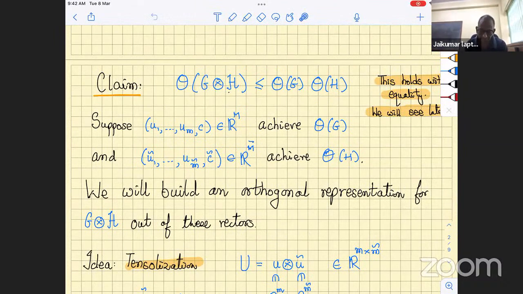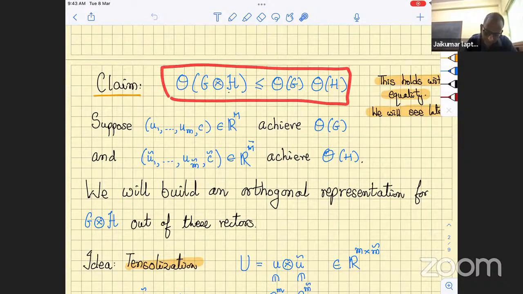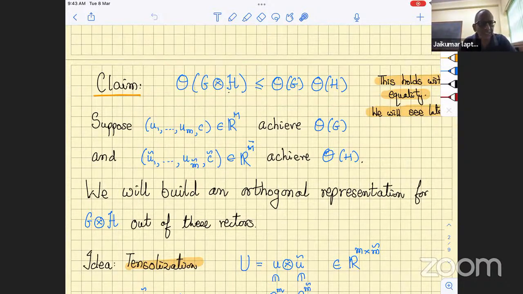So right now, for today and for the purposes of showing that the confusibility graph doesn't have large independent sets, this inequality is sufficient. But it turns out that the theta function actually satisfies equality here. It behaves nicely with respect to this notion of product. And the other direction will actually follow from considerations of duality. Okay, and that we will discuss later.